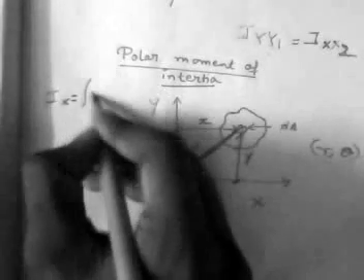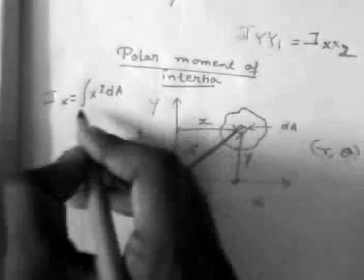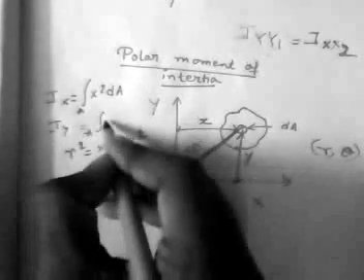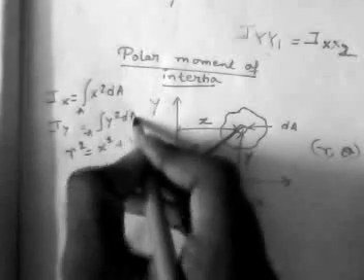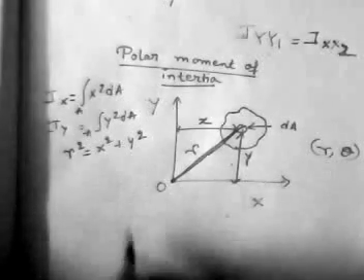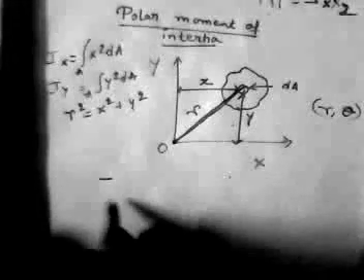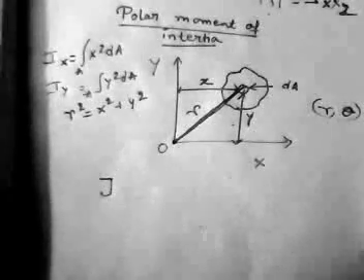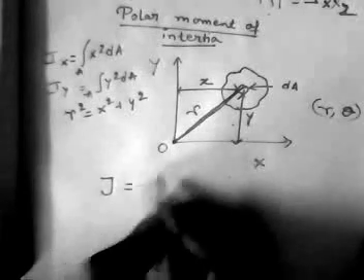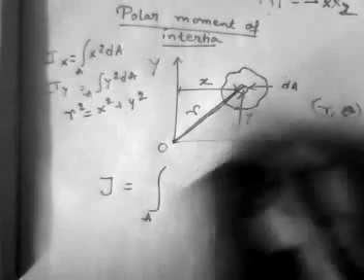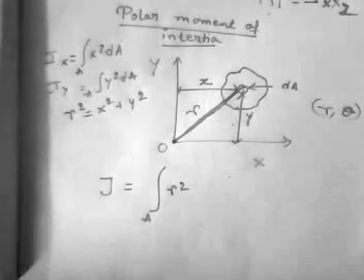So from the previous equation it is clear that Ix is equal to the integration of x square dA over the area, and Iy is the integration of y square dA. Getting my point? This polar moment of inertia will be defined by a quantity called J.